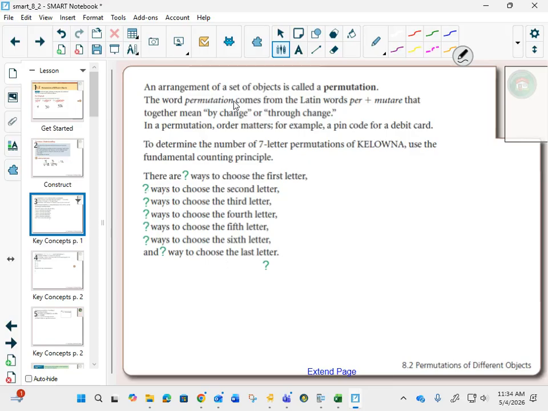Take out your highlighter, we've got a new definition. An arrangement of a set of objects. I'll highlight that whole thing. And the key thing that we're going to talk about quite a bit: if you're arranging things and the order matters, this is a permutation.